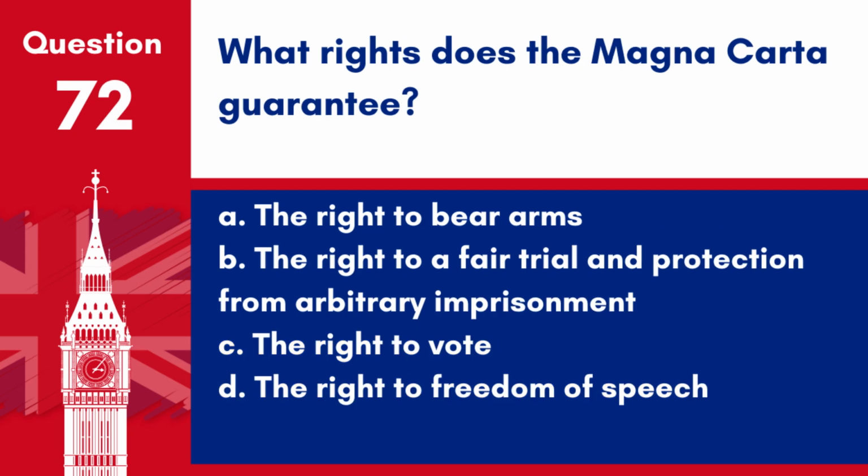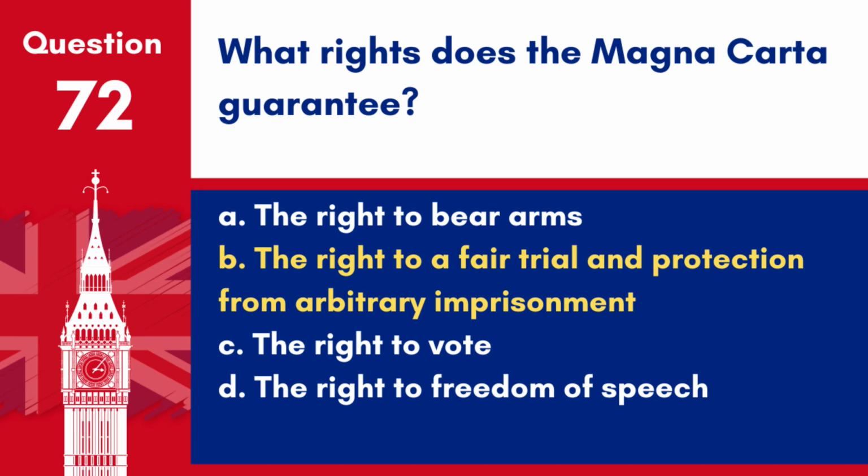Question 72. What rights does the Magna Carta guarantee? A. The right to bear arms. B. The right to a fair trial and protection from arbitrary imprisonment. C. The right to vote. D. The right to freedom of speech. Answer: B. The right to a fair trial and protection from arbitrary imprisonment.